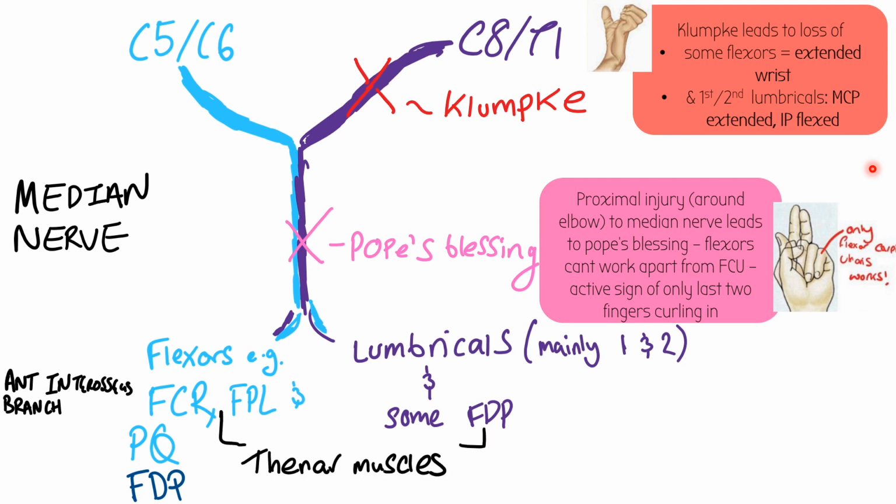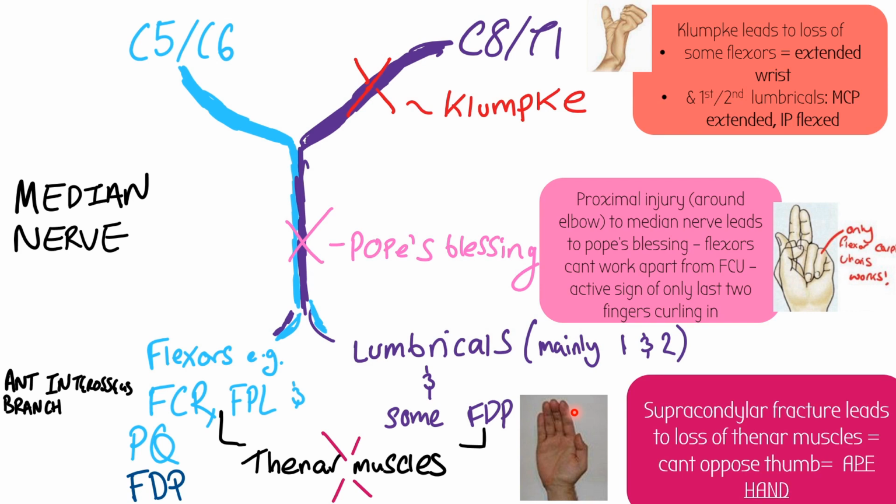And just finally, the median nerve also supplies thenar muscles, the muscles around the thumb. Your big bulge of your thumb is your thenar eminence. These can be affected in other diseases, so not in post-blessing or Klumpke's, but the thenar muscles can be damaged. And this can lead to your thumb not being able to work properly. So your thumb gets adducted, attached to your fingers, basically glued onto your fingers. This is called ape hand, because an ape cannot oppose their thumbs, it cannot move its thumb.